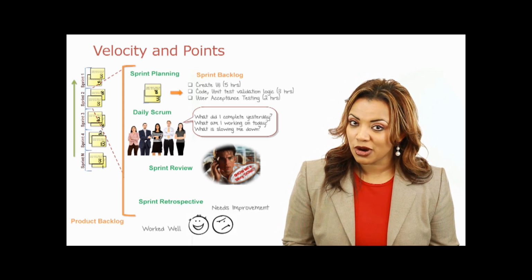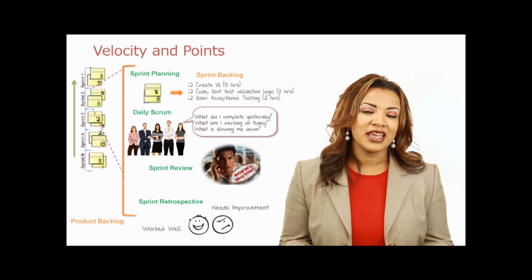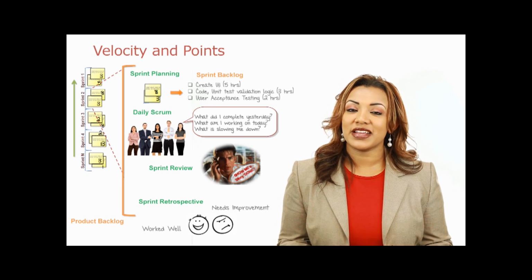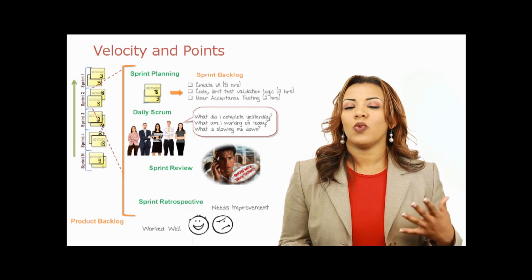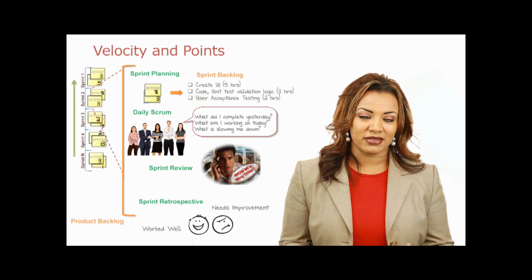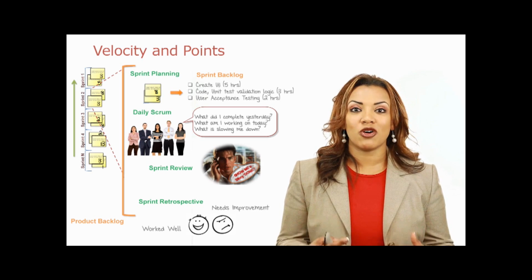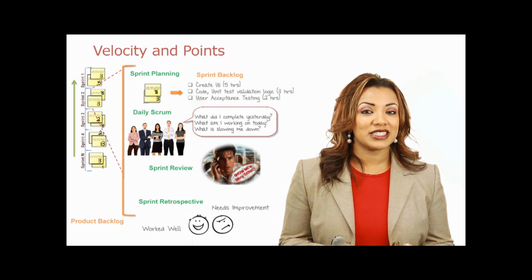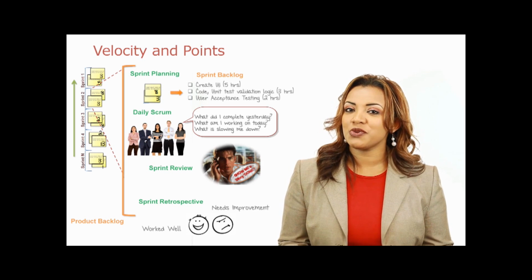We have our daily Scrum. That is the stand-up meeting. It is only for 15 minutes. The whole team engages in the stand-up to find out, what did I work on yesterday? What am I working on today? And what is slowing me down or obstructing my path, right? So that's the daily Scrum. It's all about visibility. The third ceremony is the sprint review, sometimes referred to as the demo.